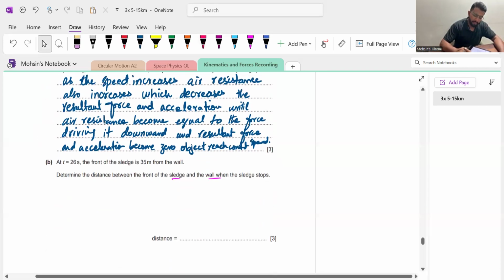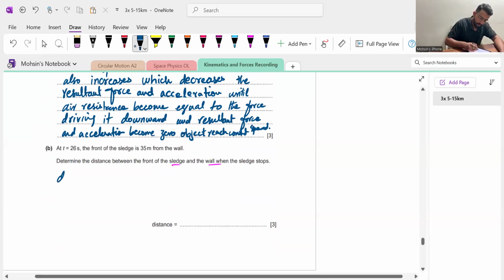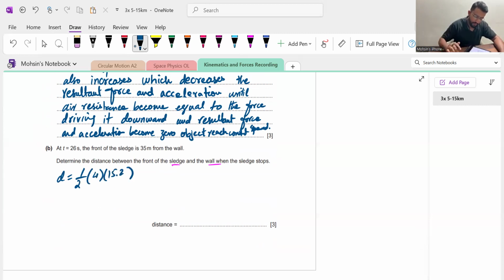So area of triangle will be calculated here. Half into 4 into 15.2, it will be 30.4. So for the distance which is required, 35 minus 30.4 gives me 4.6. So the distance when the sledge stopped is 4.6 meters.